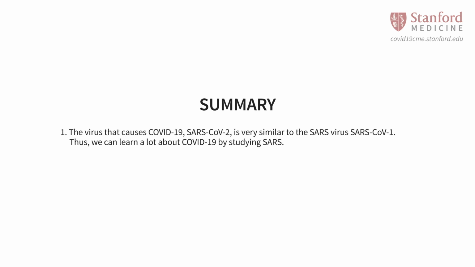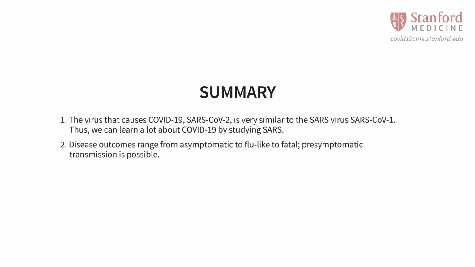This brings us to the end of our presentation. I will now summarize the main points. First, the virus that causes COVID-19, SARS-CoV-2, is very similar to the SARS virus, SARS-CoV-1. Thus, we can learn a lot about COVID-19 by studying SARS. Second, disease outcomes in COVID-19 range from asymptomatic to flu-like to fatal, and pre-symptomatic transmission is possible.